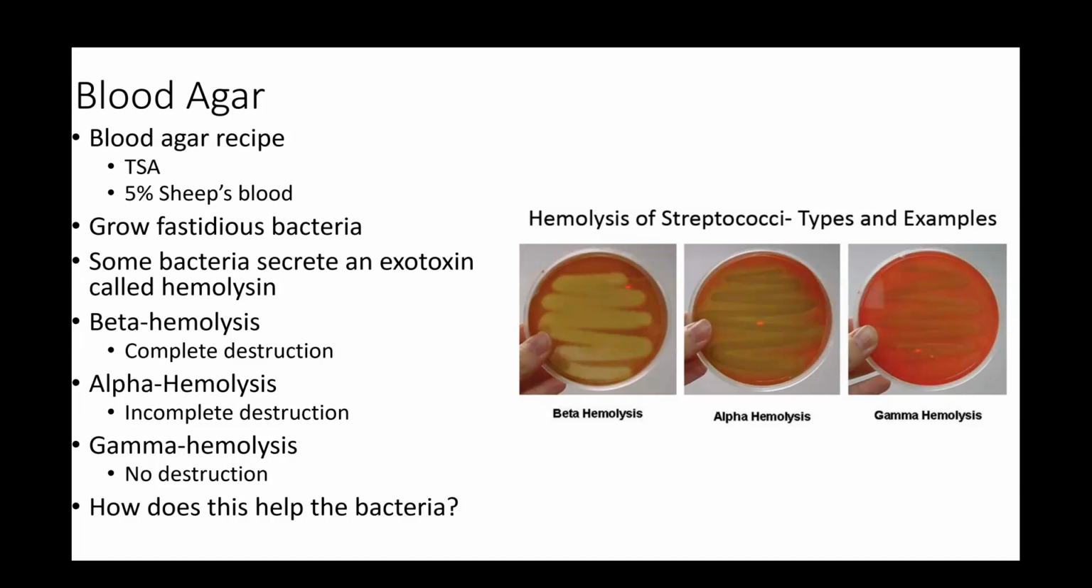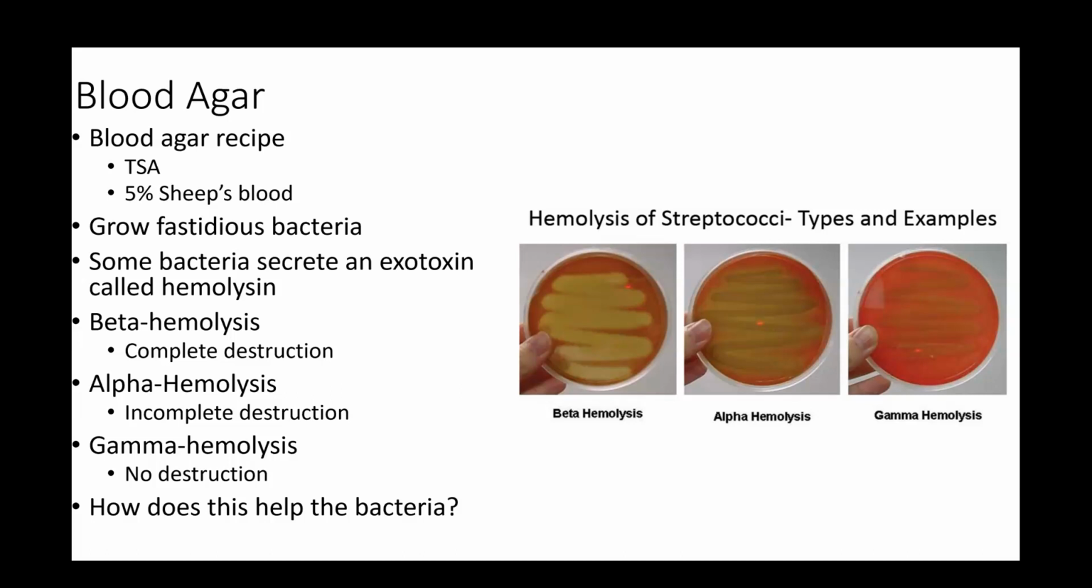So generally speaking, blood agar is really good for growing fastidious bacteria, but it also does something else for us, because we can use this type of agar to differentiate between bacteria that secrete these exotoxins called hemolysins. And hemolysins are enzymes that bacteria can secrete that basically destroy red blood cells. So they destroy erythrocytes in our blood.